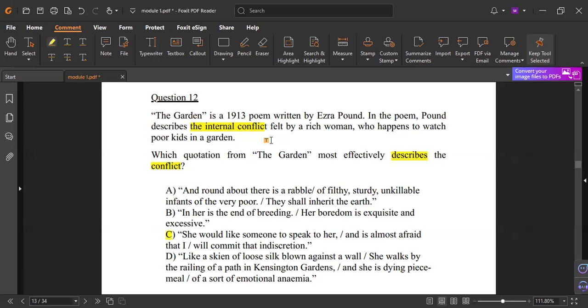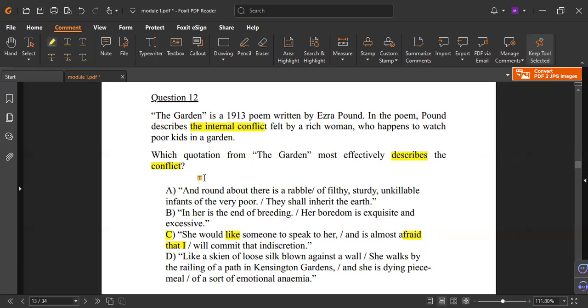It means you hate and love at the same moment. Conflict, as you know, is when you are not sure about something, or ambiguous. You have ambiguous feelings. Now let's see. She said she would like someone to speak to her. So she likes that, and is almost afraid that she will commit that indiscretion. So she's afraid and at the same time she likes it. It's called the conflict. Like, I would like to talk to my father about my college career, but I'm afraid he will refuse. This means conflict, and an internal conflict.